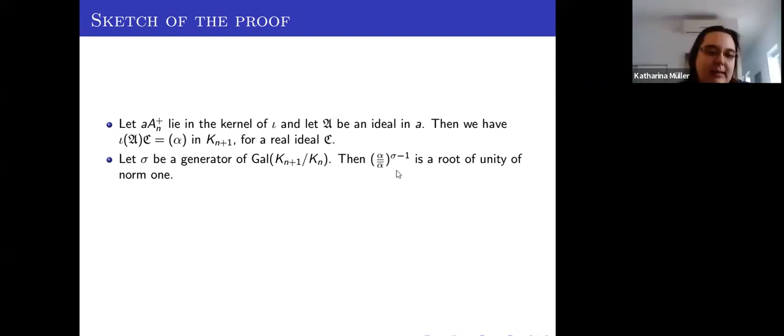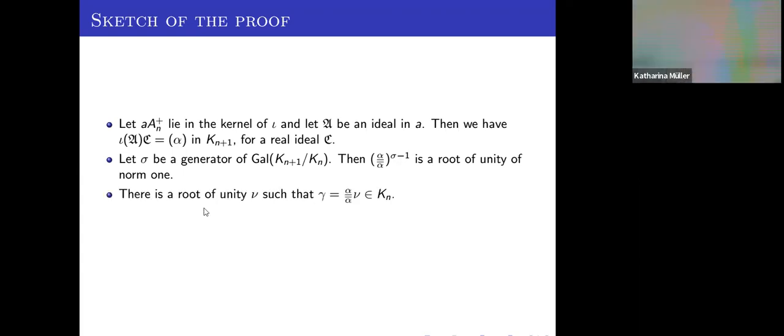And if I look at the fractional ideal generated by this thing, I see that taking alpha over alpha bar kills the C here because C was supposed to be real. And the sigma minus 1 kills the iota of alpha. So this element, alpha over alpha bar to the sigma minus 1, is a unit. But also its absolute value is 1. So it is a root of unity because I'm working in a CM field. And if I take the norm, the algebraic norm to Kn, the norm is 1.